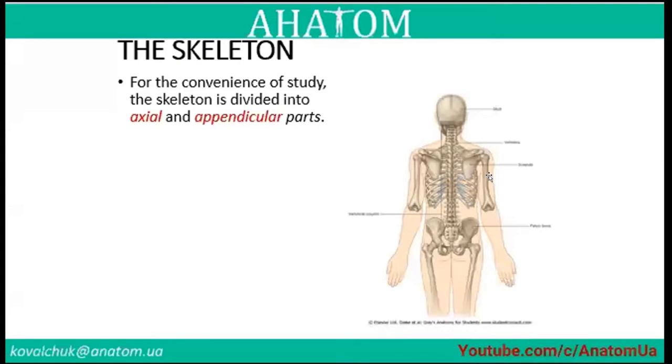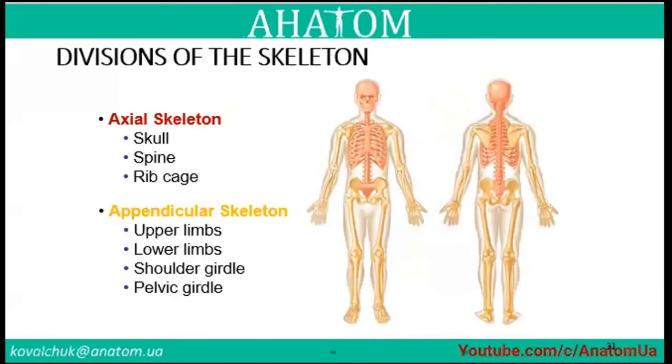The skeleton, for the convenience of study, is divided into axial and appendicular parts. The axial skeleton, I repeat, we looked at in the schematic: skull, spine, and rib cage or thorax, and vertebral column. Skull is cranium in the Latin language. Many Latin and Greek terms will be present in your study of human anatomy, and please remember these terms in the future. The appendicular skeleton is the upper limb and lower limb, including the shoulder girdle and pelvic girdle.